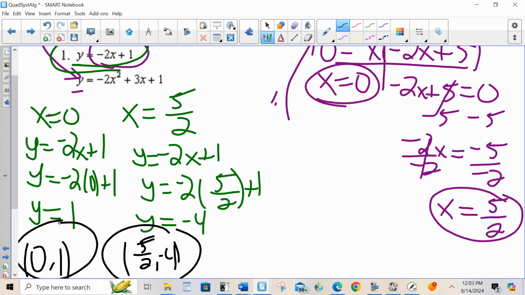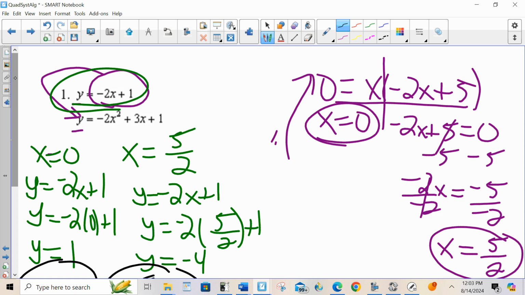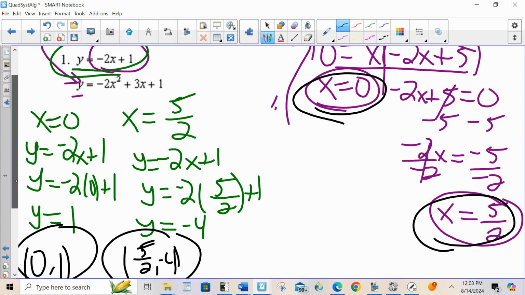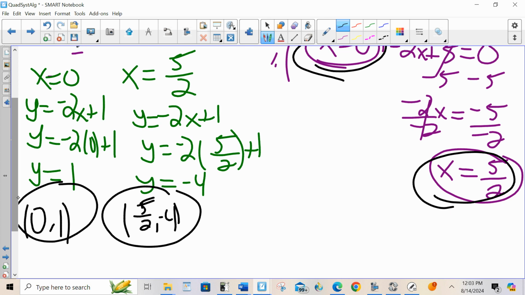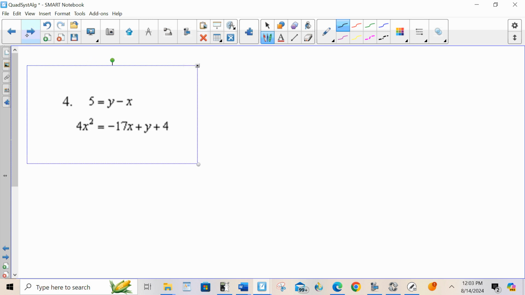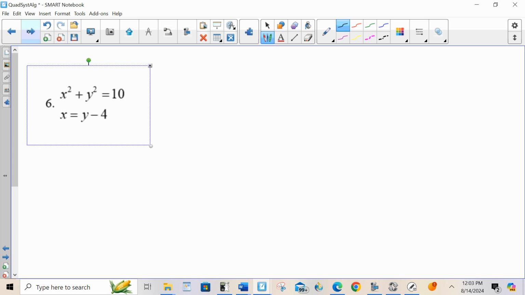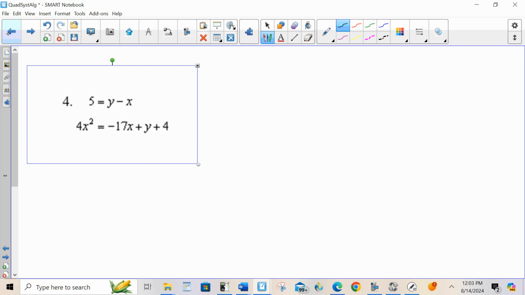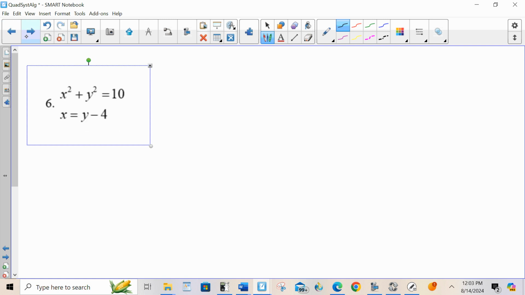So it's kind of long, but conceptually it's not difficult. I substitute one equation into the other. I solve the equation. Once I get those answers, I substitute into one of the original equations to find the second variable. Let's do maybe two more. Maybe one more, maybe two more. I don't know. Yeah, let's do two more.